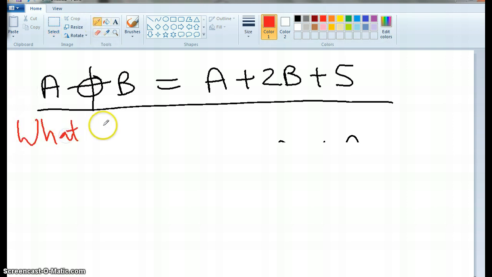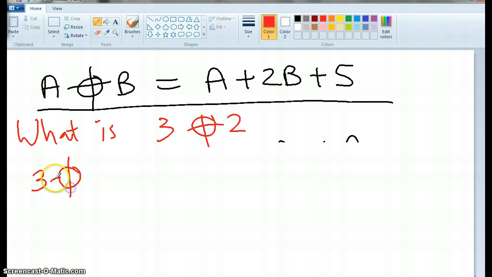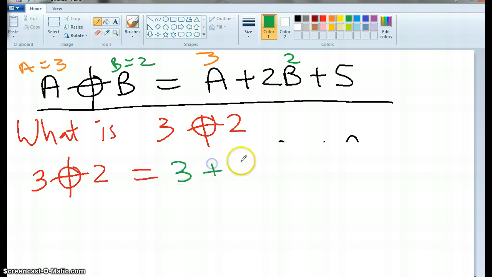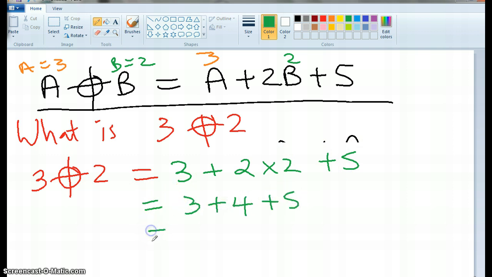what is 3 funny made up operation 2? And what we would say is 3 funny operation 2 equals, now I know that A equals 3, and I know that B equals 2, so my answer would be 3 plus 2 times 2 plus 5, so 3 plus 4 plus 5, so what's the answer? 12.